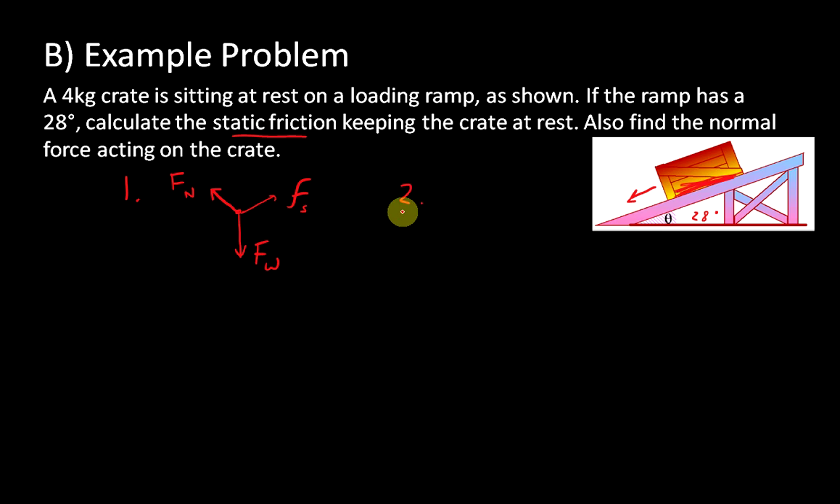My step 2, setting up my positive and negative and my coordinates. I'm not going to use our traditional x and y. I'm going to say that down the ramp, so down and to the left, that's my new x. You could call it x prime if you want. And then perpendicular to that, that's my new y. I usually like having down the ramp as positive because that's the direction it would go if it could slide down.